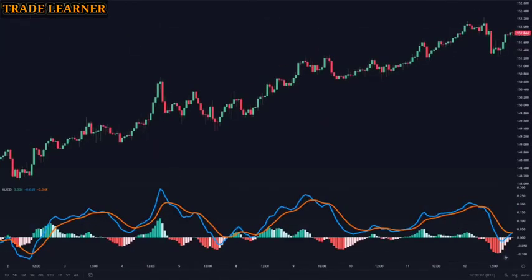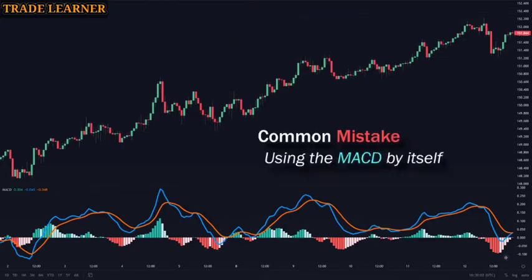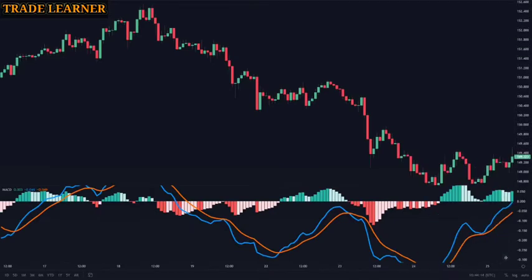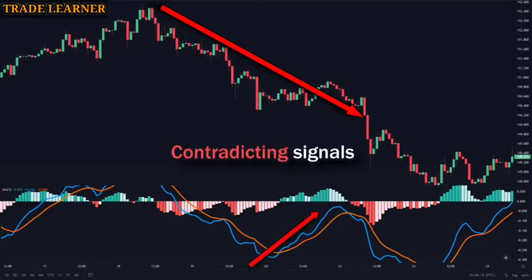Now, let's talk about the different strategies that you can use with the MACD indicator. First, a common mistake that traders make is using the indicator by itself. Let me show you why it's a bad idea to use the MACD alone. Here, we can see that the overall market is on a downtrend. However, the MACD is crossing over upwards. So notice how the signals are contradicting. The MACD is indicating a bullish momentum, but the market is on a downtrend.